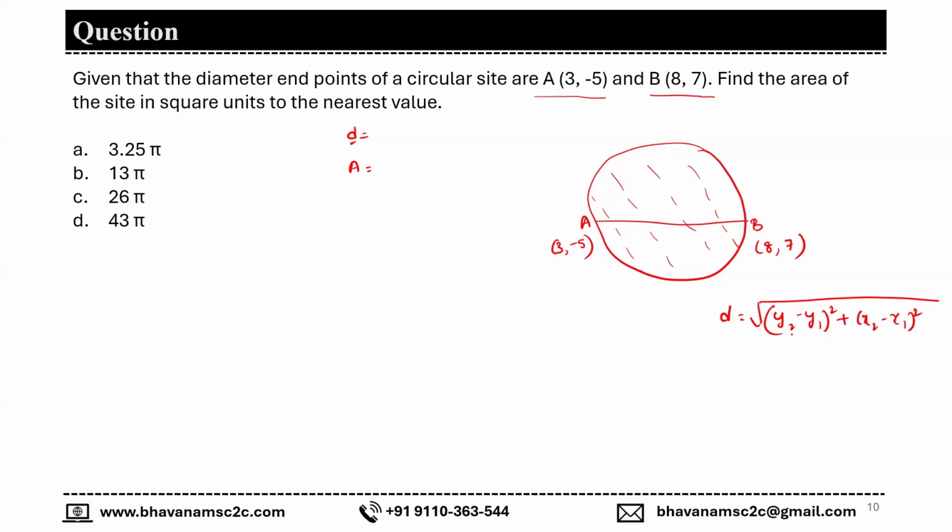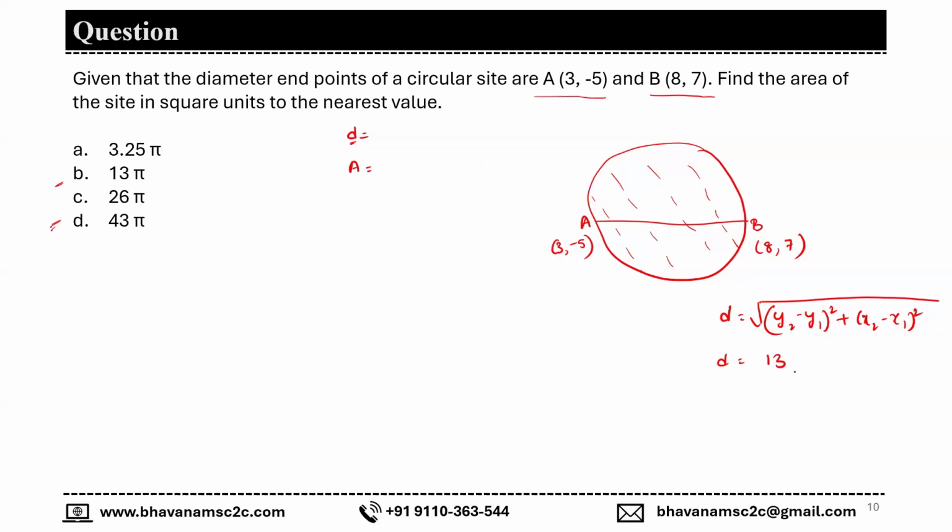So if you use this distance formula, then you will get the distance. What is the distance between these 2 points, A and B? B, 13. 13, right? So the answer is B, 13 pi. Okay. 43 pi? Answer A, 43 pi. Okay. Let's look at 43 pi.